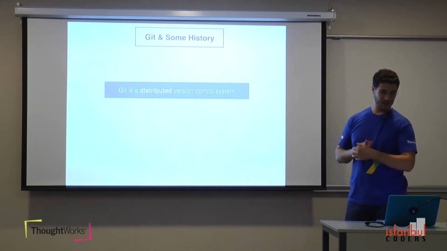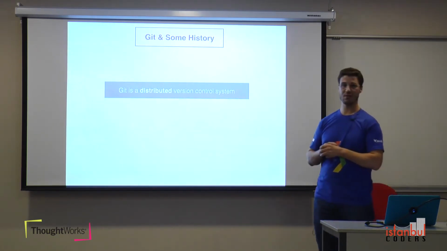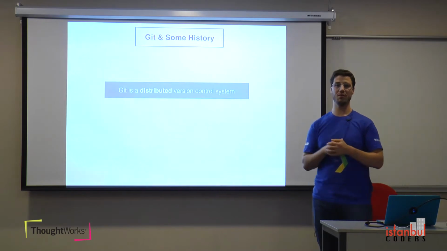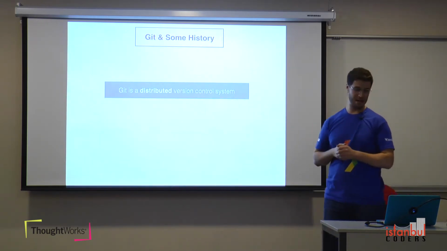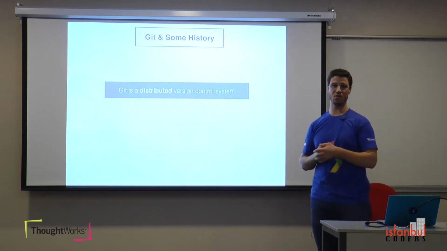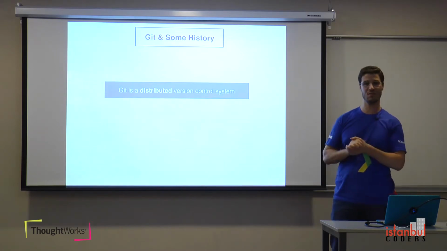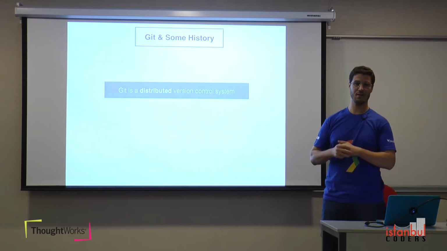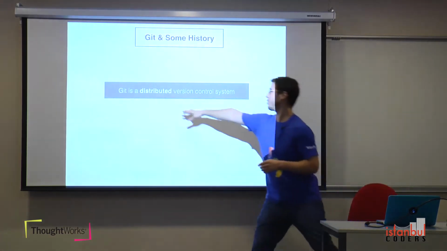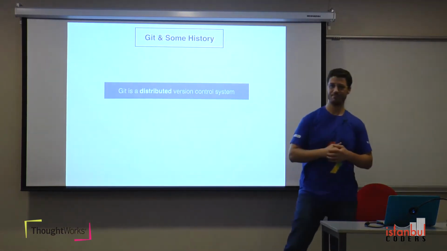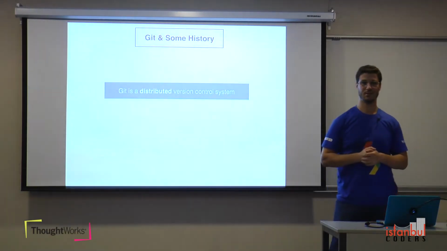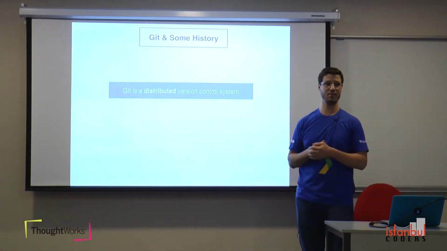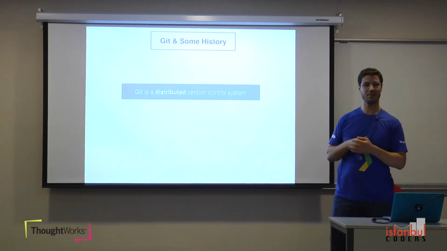Okay? And Git also is a distributed version control system. There were some solutions before Git, like CVS and other solutions, but Git is a distributed version control system. Can anybody tell us what's a distributed version control system? What's the meaning of this whole sentence?